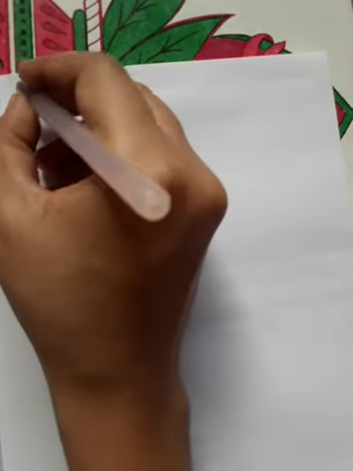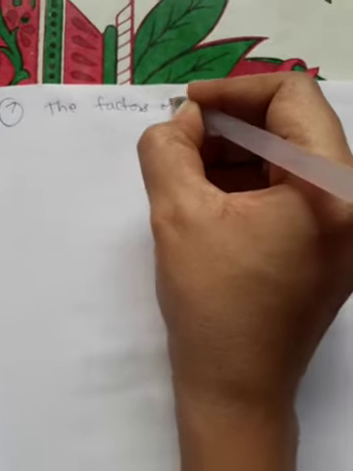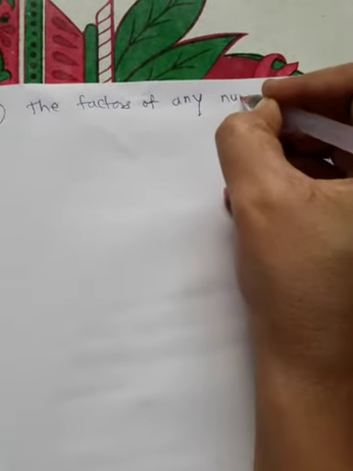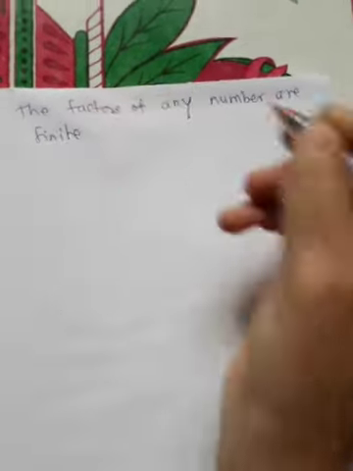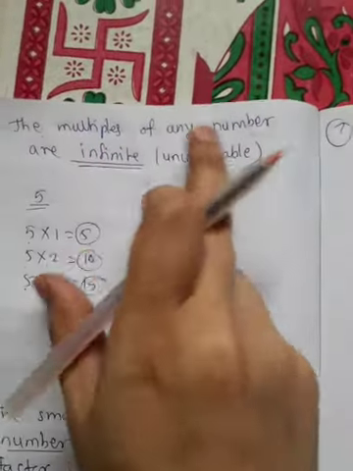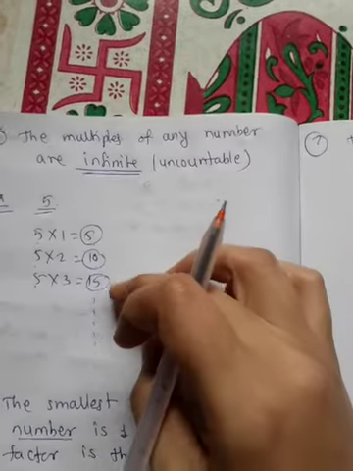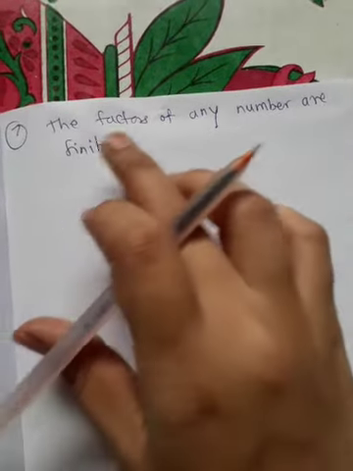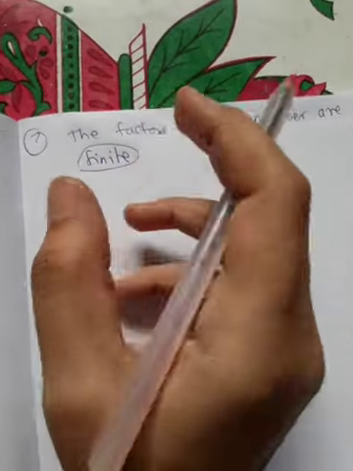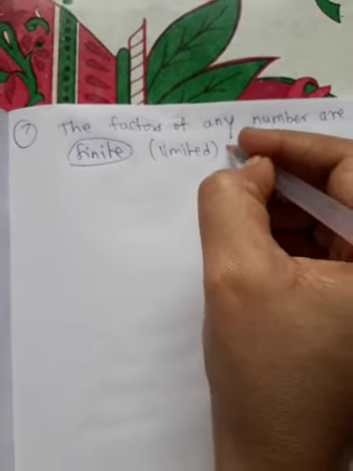Now see property number 7. And what is property number 7? The factors of any number are finite. We have discussed that the multiples of any number are infinite, meaning we cannot count how many multiples there are. There are infinite multiples for any number, but in the case of factors, the factors of any number are finite. Finite means we can count. Finite means limited, limited or countable.